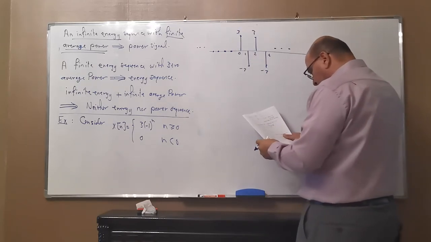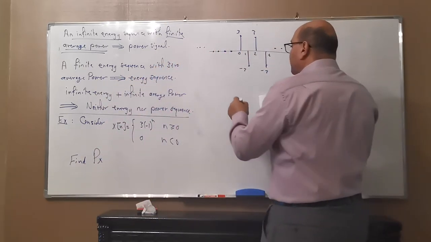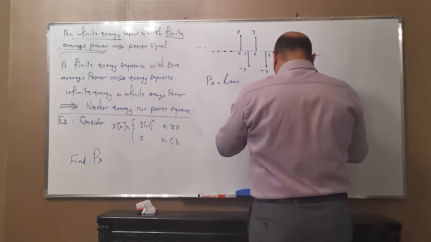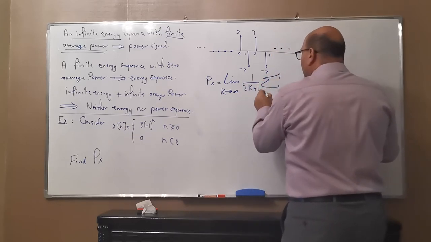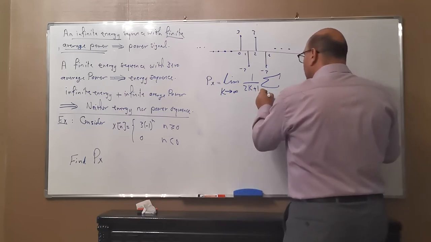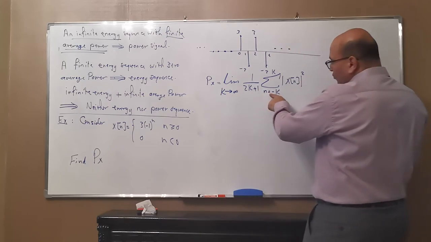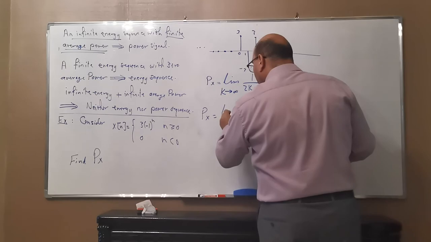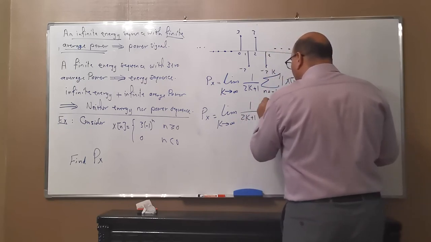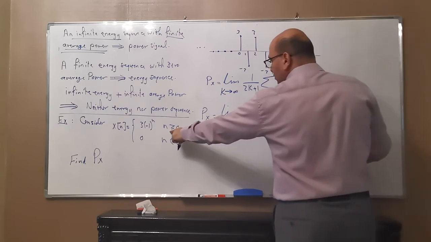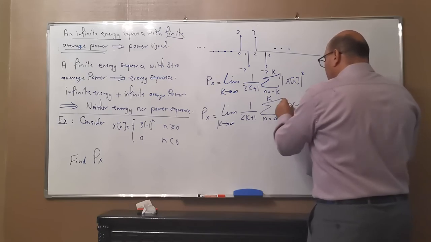What we need to find here is Px, the average power of this sequence. So Px is equal to the limit, by definition, as k goes to infinity, of 1 over 2k plus 1, the number of elements, times the summation from n equals minus k up to plus k of the magnitude of x of n squared. Now, the sequence starts from 0, so you don't have to go to the negative index. So Px is equal to the limit as k goes to infinity of 1 over 2k plus 1 times the summation from n equals 0 up to k, where k is still the same because k goes to infinity. We start from 0, and the value here is 3 times minus 1 to the power n. The whole thing is squared.